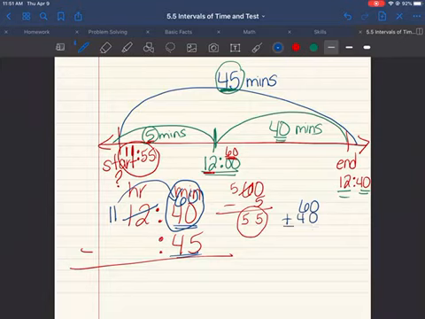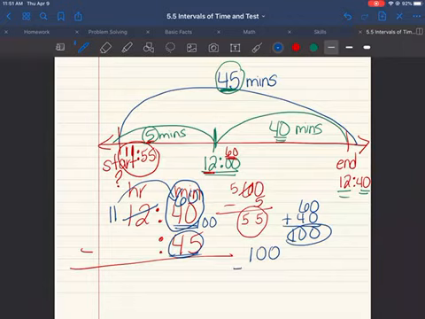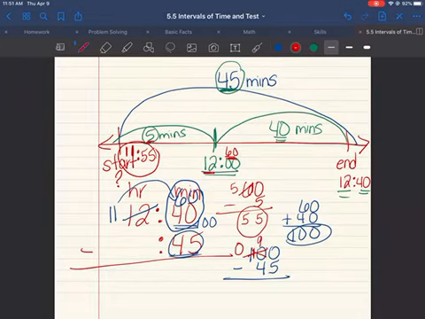60 plus 40 equals 6 plus 4 is going to be 10. That means 100 minutes. So now, those 100 minutes, we still need to take away the 45. 100 minus 45. We cannot subtract, so we're going to regroup, and my 1 becomes a 0. The 0 becomes a 10. I regroup again, so this one becomes a 9, and the 0 becomes a 10.